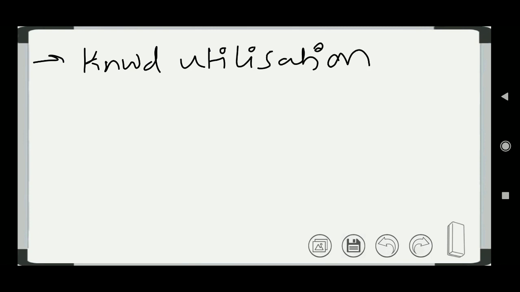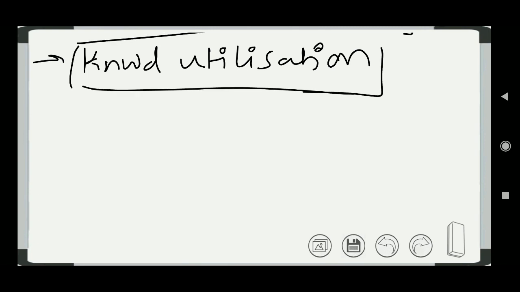Next, in this unit, knowledge utilization is the last topic. Knowledge utilization. So this is also important. This question was asked only 2 times, so it may repeat for you also, so be prepared. So this is all about unit 4.